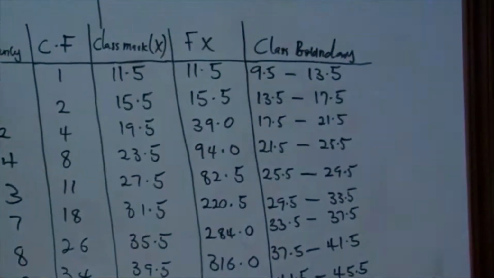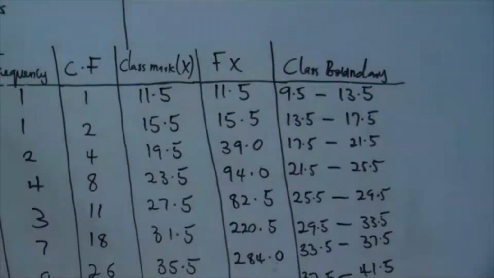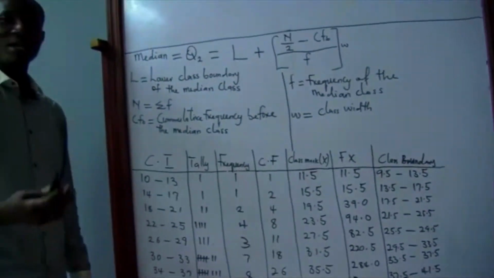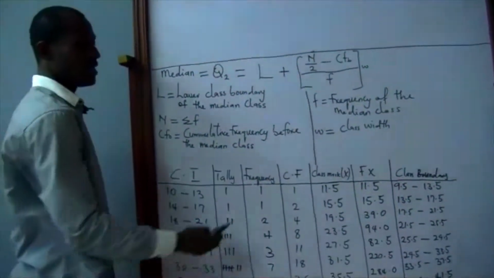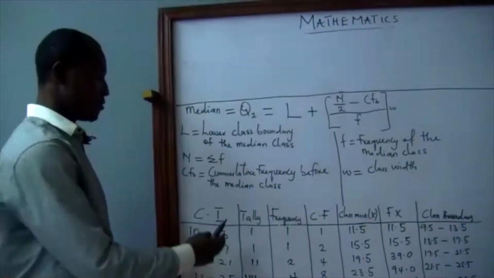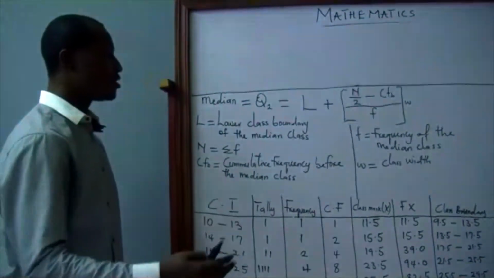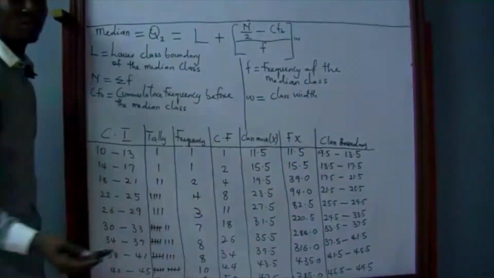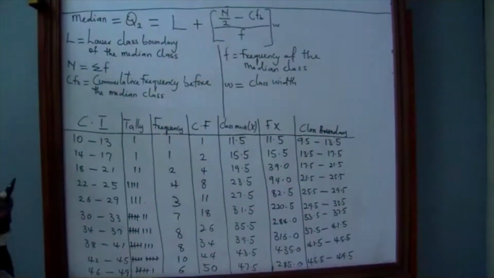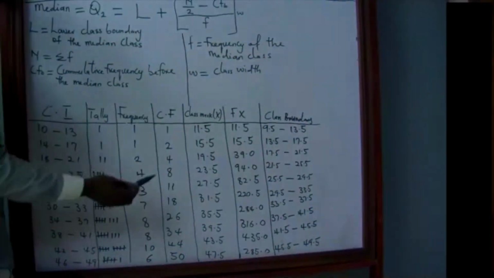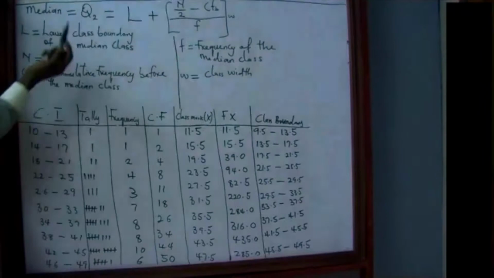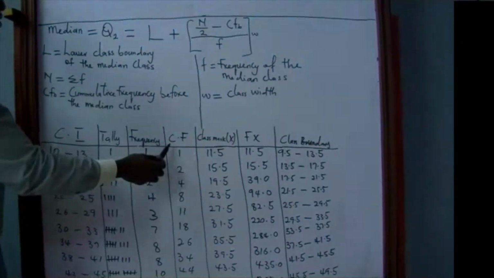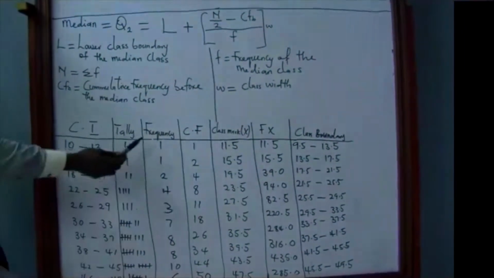Now, I need to quickly emphasize this point. It is the formula, or what I'm planning to calculate, that determines the length of my table. If the question only asks that I find the median, I do not need to get the class mark. I don't need to waste my time obtaining the class mark, let alone fx, because it is only in the mean that I need summation fx, and there is nothing like that in this formula. So I'll just go straight to the cumulative frequency and the class boundary, and attach them to the other columns.